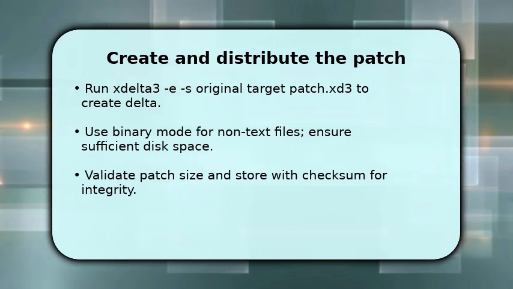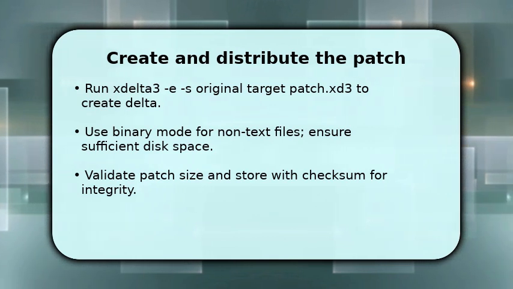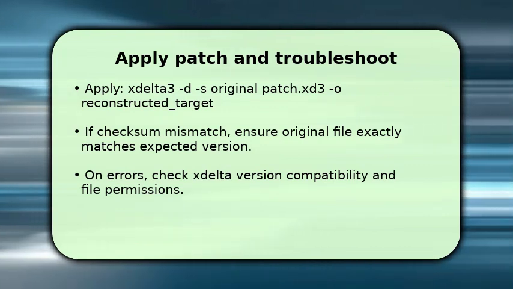To apply the patch, run xdelta3 -d -s original patch.xd3 reconstructed target, so Xdelta reads your source and writes the reconstructed target. Once done, compare checksums to confirm exact match. This ensures the patch reconstructed correctly.